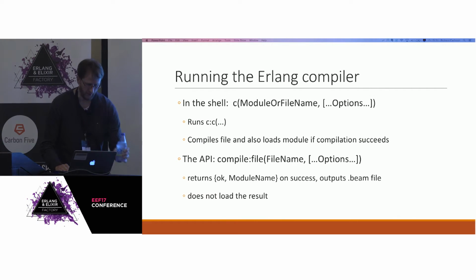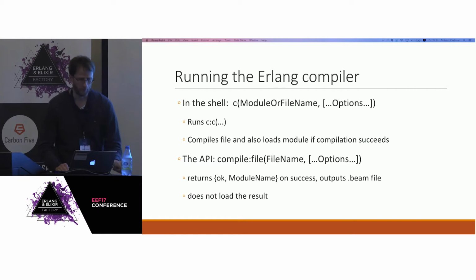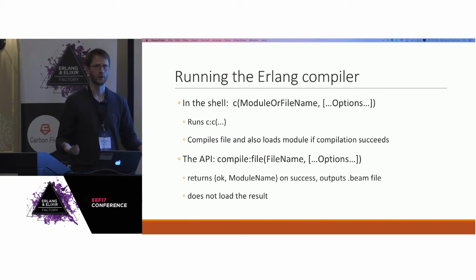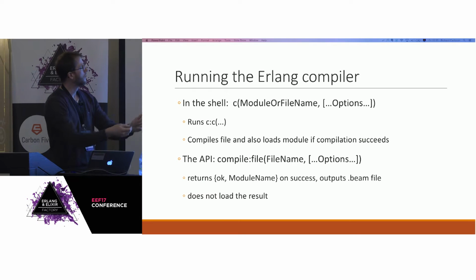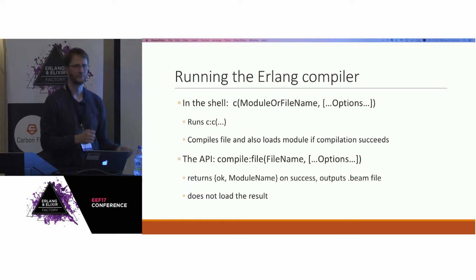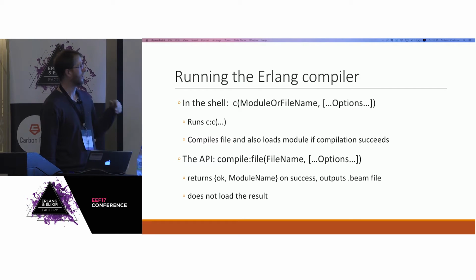So how does this apply to Erlang? Well, let's see the different ways of running the Erlang compiler. First of all, if you're working interactively in the shell, you can use the c shortcut. You just say c, module name or file name, and a bunch of options if you want. That actually runs the slightly secret module c:c, which implements the shell shortcut functions. That in its turn compiles the file, and if it worked, it also loads the module.